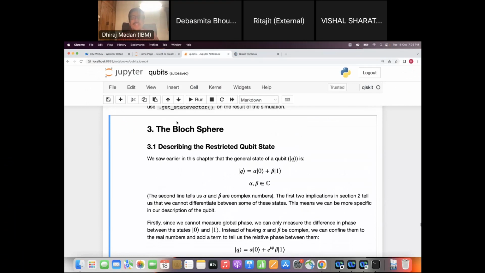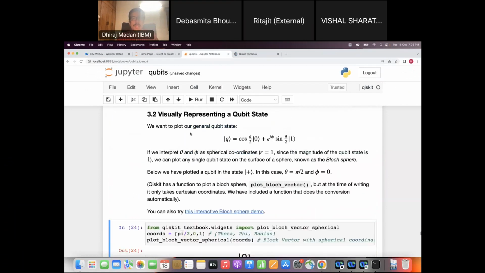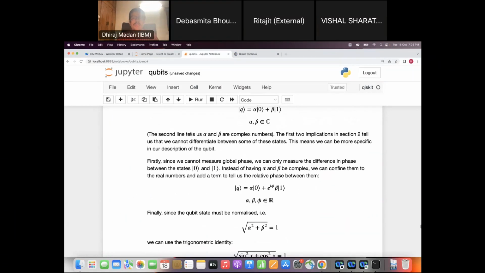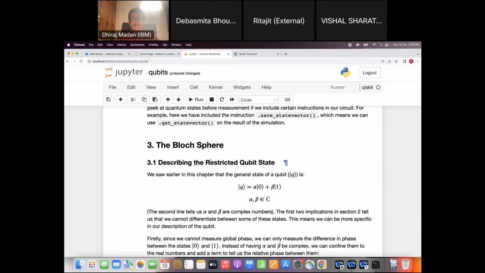One topic which I wanted to cover before today's session is this idea of a Bloch sphere. We have seen a qubit which can be represented as alpha ket 0 plus beta ket 1. Let me actually stop my camera to save bandwidth.